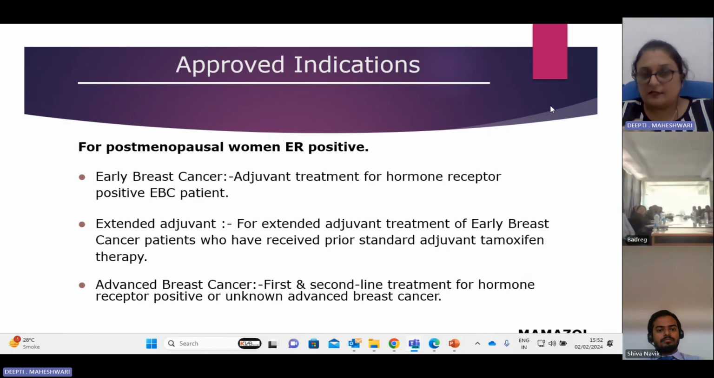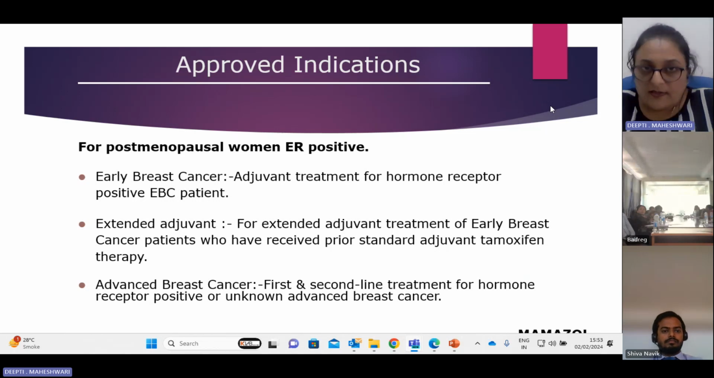But first, surgery is done because the prime modality in early breast cancer is surgery. You resect the tumor, remove the adjacent tissues. If any node is involved, you remove it. And after that, you give adjuvant treatment like tamoxifen, so that if any breast cancer cells are remaining, they will be managed and killed with the help of aromatase inhibitors like letrozole or anastrozole.